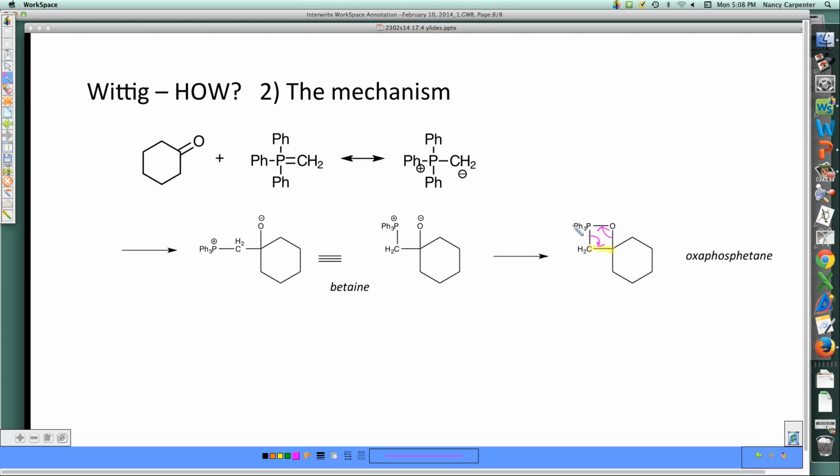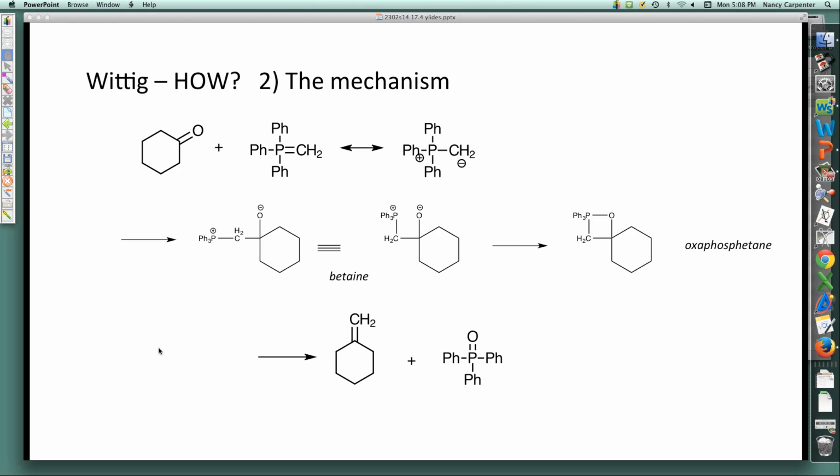But if you look at how I've done this, the four-membered ring collapses to give you the phosphorus-oxygen double bond there, and this pair of electrons slaps down to make the carbon-carbon double bond, the alkene product. So, again, the fact that you're making this really robust and thermodynamically stable phosphorus-oxygen bond drives the reaction forward and gives you your product.